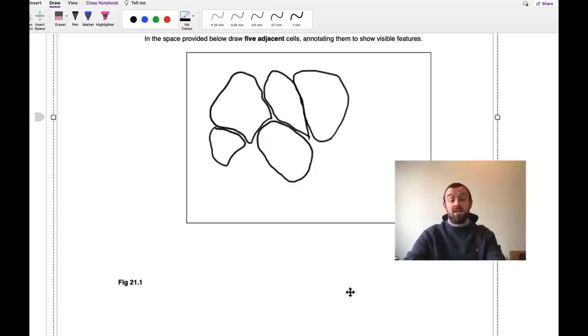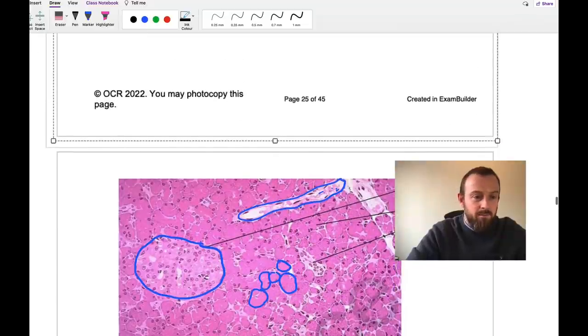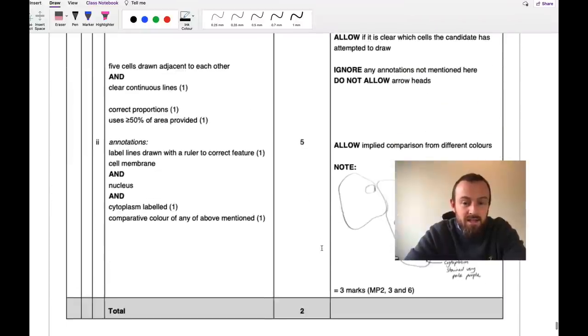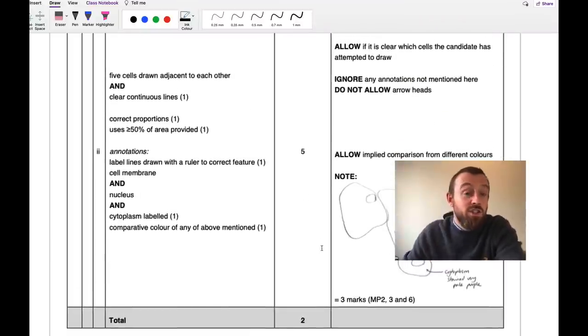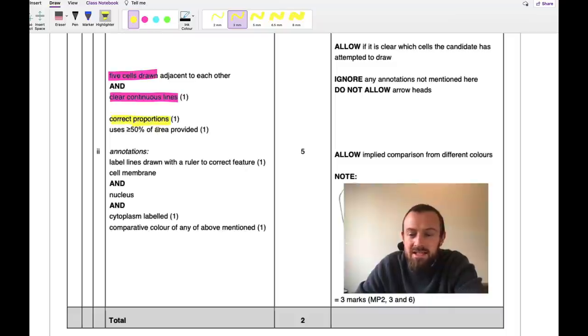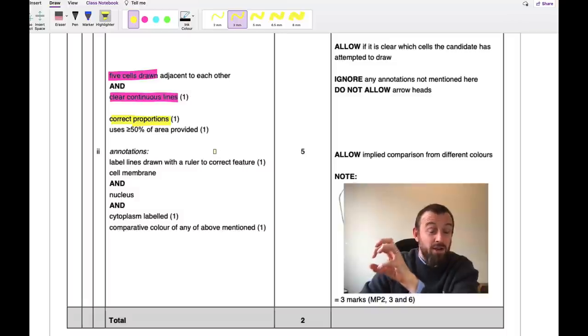traced it. Now it needs to follow a few things. Let's look at the mark scheme and then look at some examples. So what do you need to do to get 5 marks? You need to have 5 cells drawn and clear continuous lines. You need to have the cells in correct proportions, which means, can you basically tell which cells you've drawn? And in some people's tests when I was marking, I couldn't tell which five cells you'd drawn. I didn't know if you'd made them up or if you actually tried to draw accurately.